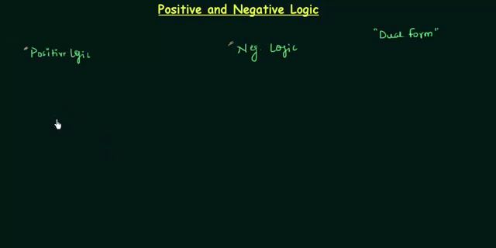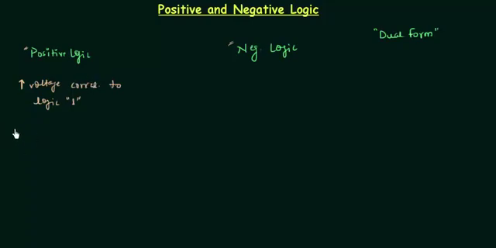The only thing that you have to keep in your mind regarding the positive logic is the higher voltage corresponds to logic 1, and the lower voltage will correspond to logic 0. So this is the only thing that you have to keep in your mind regarding the positive logic.